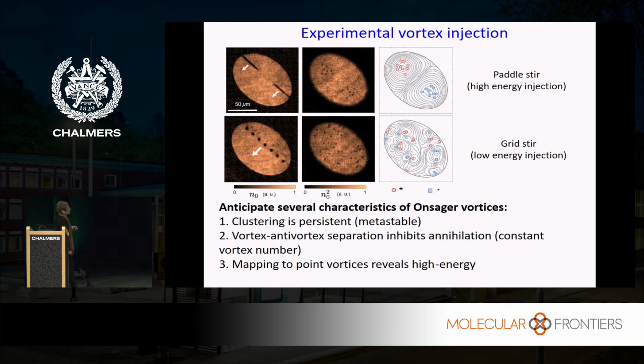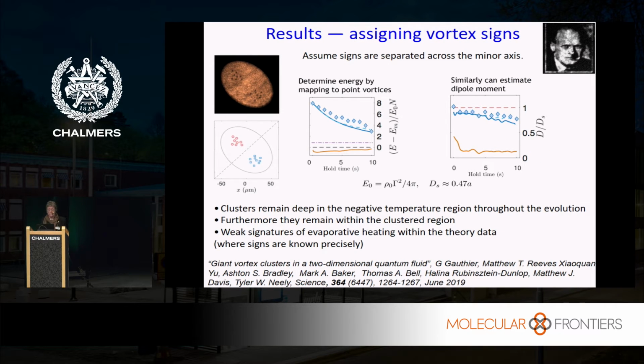Vortex-anti-vortex separation inhibits annihilation. Mapping to point vortices reveals high energy. So with that, it is showing you very clearly that the negative temperatures can achieve great order, and that explains the existence of the Red Spot on Jupiter. And we can go further and analyze the results that we got.